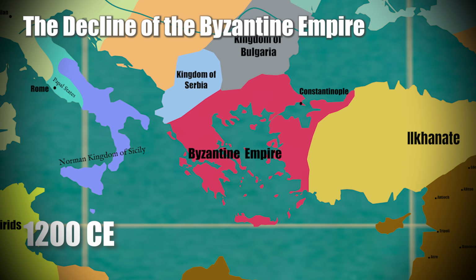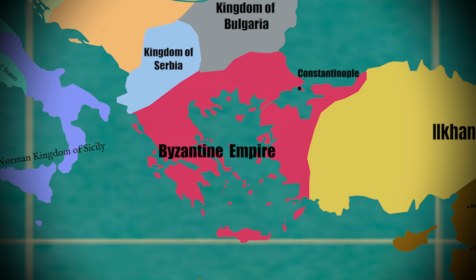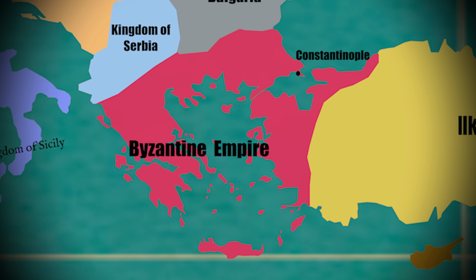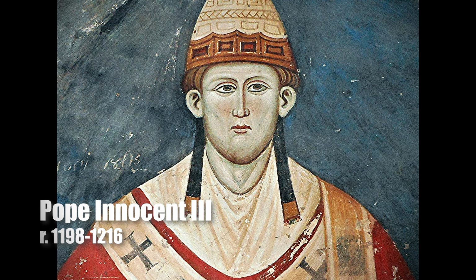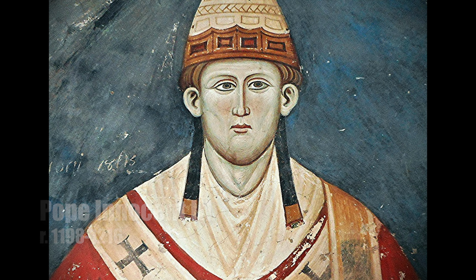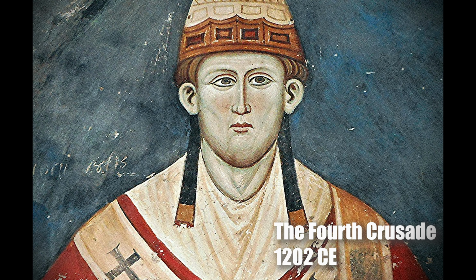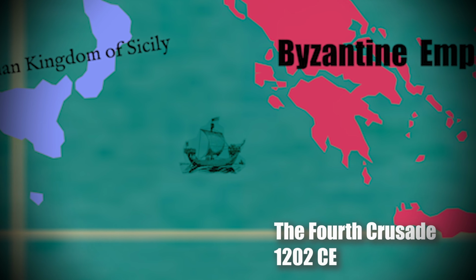The resurgence of Islamic power under Zengi and Saladin had further marginalized the empire. However, greater humiliation was yet to come. In 1202 CE, Pope Innocent III called for the Fourth Crusade to once again try to recapture the city of Jerusalem from the Muslims. However, the Western crusading army got sidetracked on the way to Jerusalem.